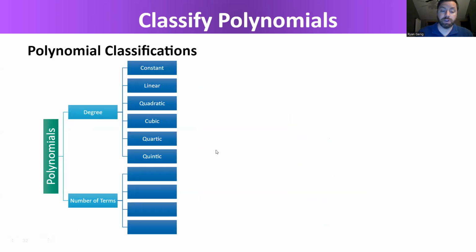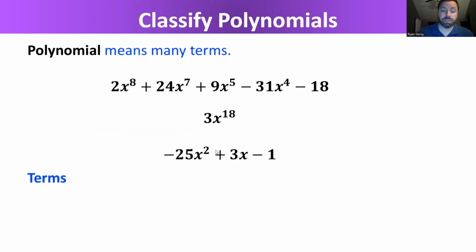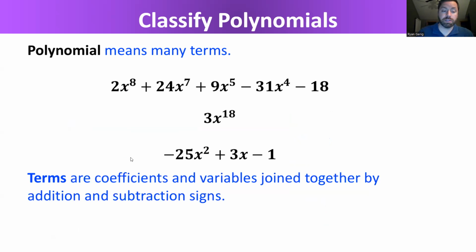The other way is number of terms. I've kind of said the word terms a couple times. What's a term? A term is something that is separated by addition and subtraction. So terms, they could be coefficients, they could be variables, they could be joined together, it could be both, but they are joined together by addition and subtraction signs. So in this first polynomial here, we have 2x to the 8th is one term, 24x to the 7th is 2, 9x to the 5th, 3, 31x to the 4th, 4, and 18 is 5 terms. The middle one there, 3x to the 18th, there's no plus, there's no minus. It's one term. Next one has 3 terms.